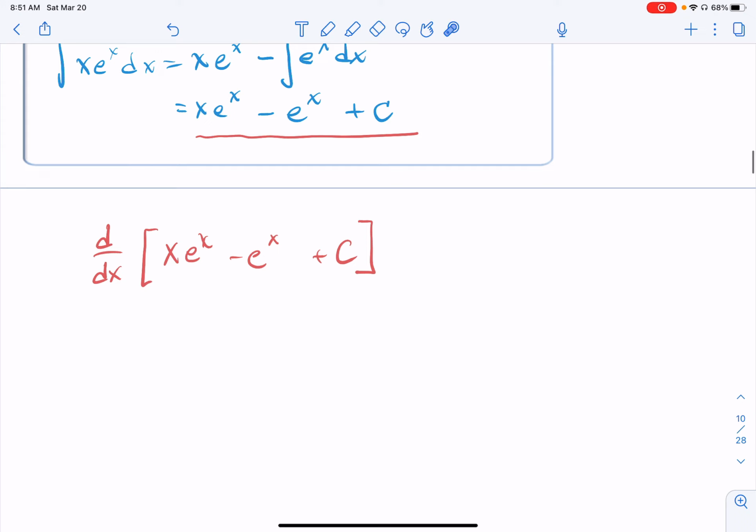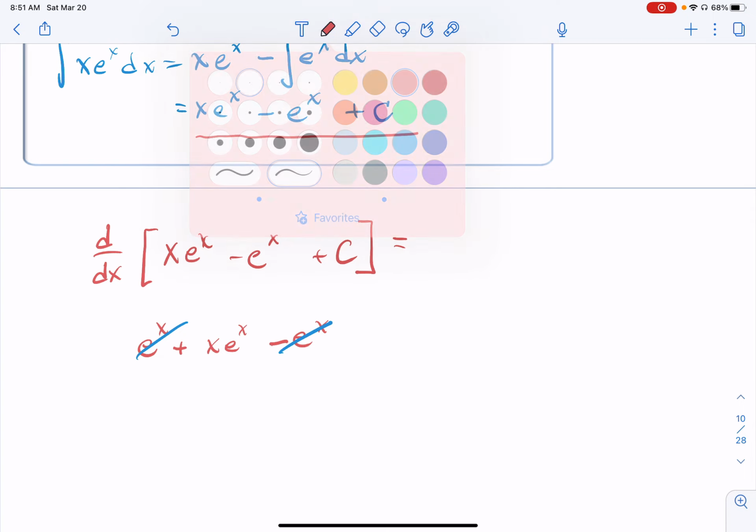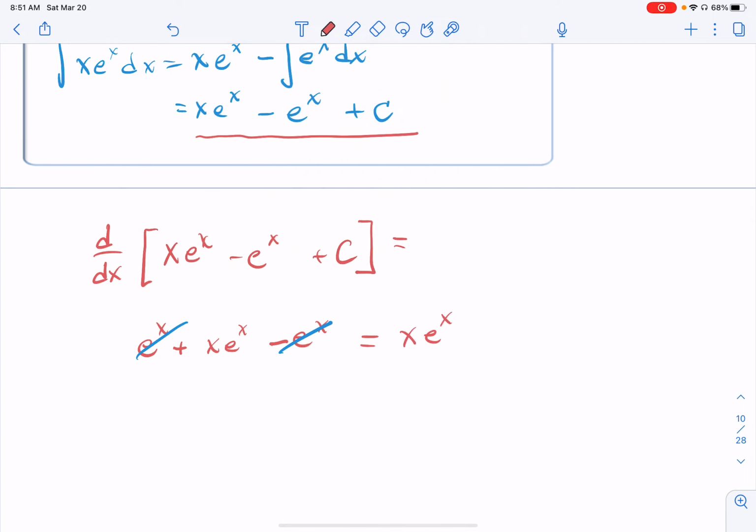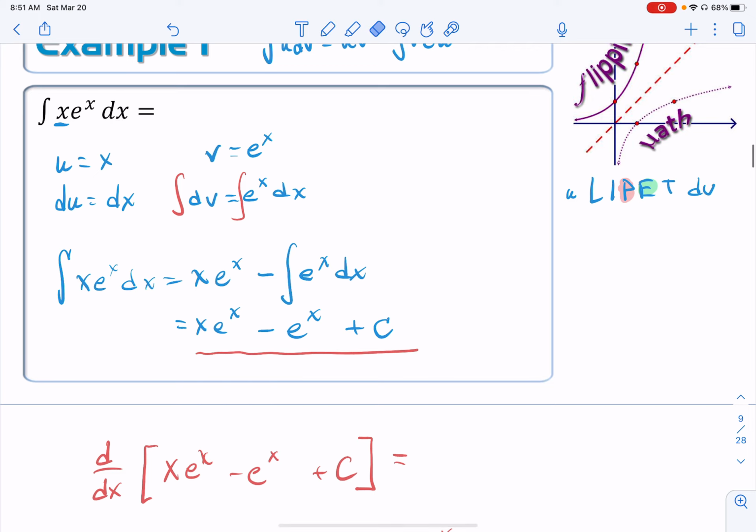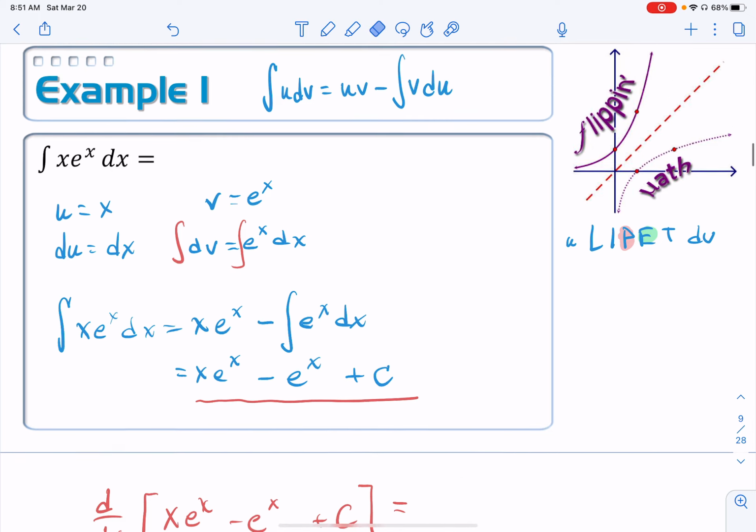All right, so on the first part, I'll have to use the product rule. So that's the derivative of the first, which is just 1 times the second, e to the x, plus the first one, x, times the derivative of the second one, e to the x, right? And now, term by term, take the derivative of these two pieces. Derivative of minus e to the x is minus e to the x. The derivative of c, a constant, is just 0. And then we can see that the e to the x is canceled right here, leaving us with x e to the x. And there you have it. That is identical to the original integrand.